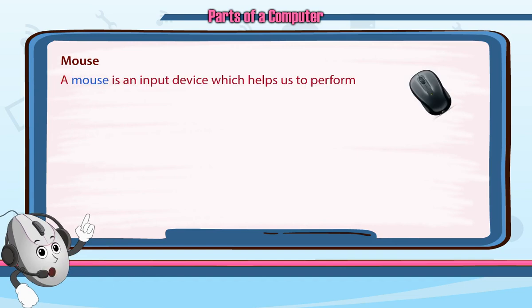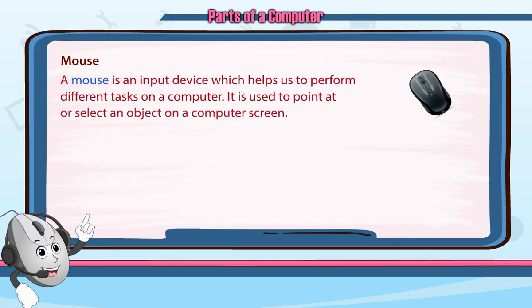A mouse is an input device which helps us to perform different tasks on a computer. It is used to point at or select an object on a computer screen. It usually has 2 buttons, left button and right button.